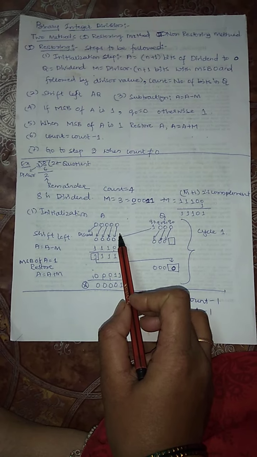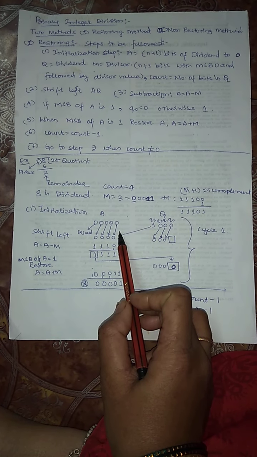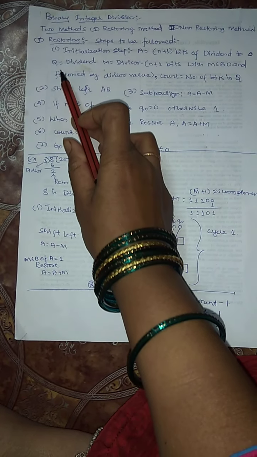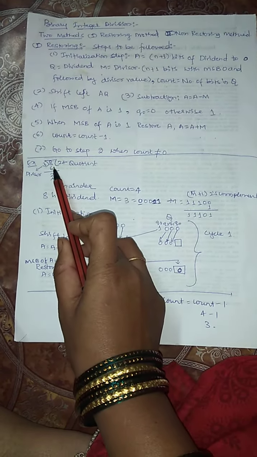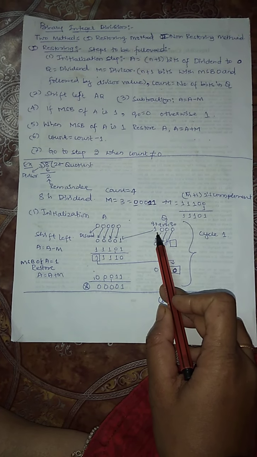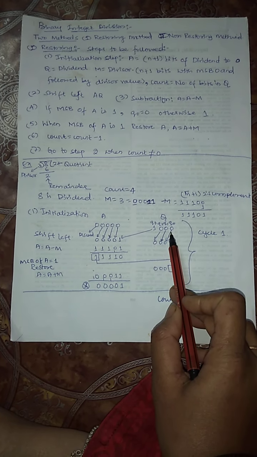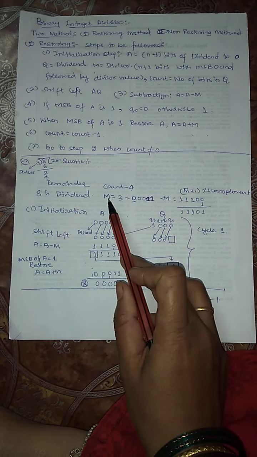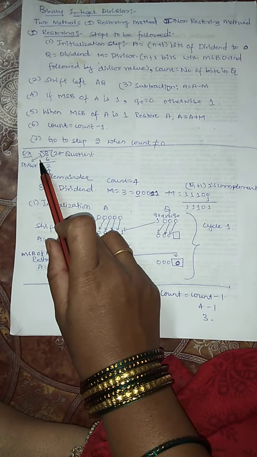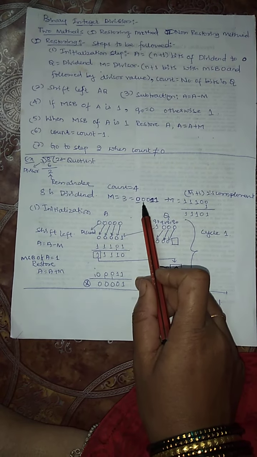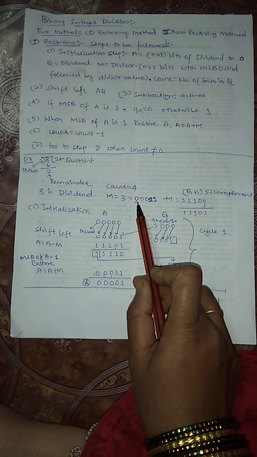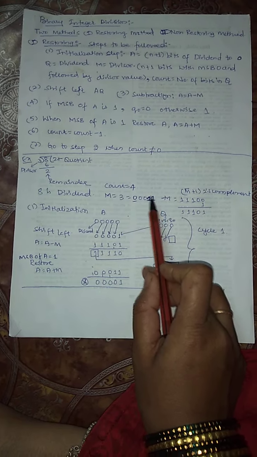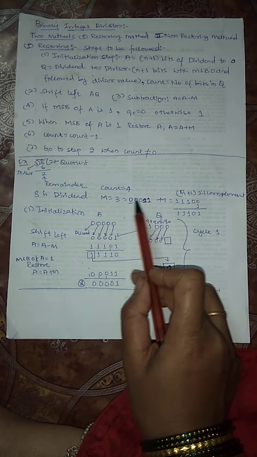Next, Q is equal to, what is there in Q? In Q we are having the dividend. What is our dividend? It is 8, so 1000. This I am going to initialize as the value of Q. What are we going to store in M? The divisor. What is the divisor? It is 3. So when it is 3, add an extra 0 as the MSB, then continue: 0, 0, 0, 1, 1. This is the value of M, that is the divisor.